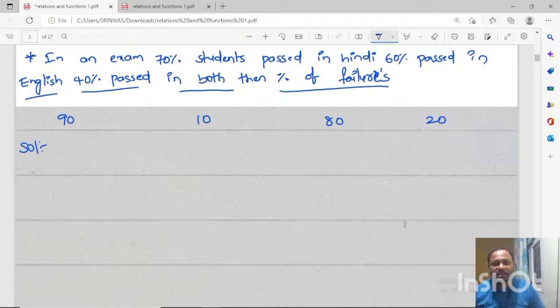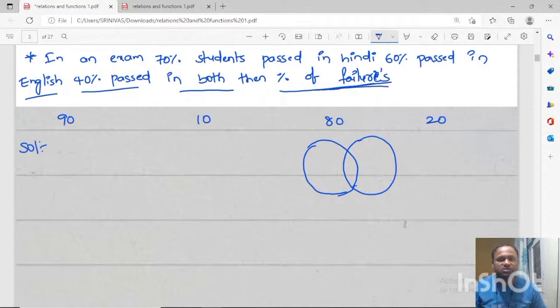70% students passed in Hindi as well as 60% passed in English. First of all, I will draw a Venn diagram of passed students. Okay. See, 70% passed. Actually, what we need? Failure students I need. Okay, na? So, first of all, 40% passed in both. Here I can take 40. Okay. So, next second one, 70% I will take here Hindi and here it is English.